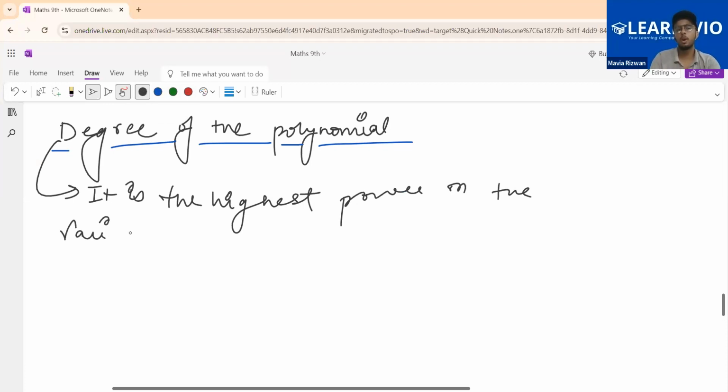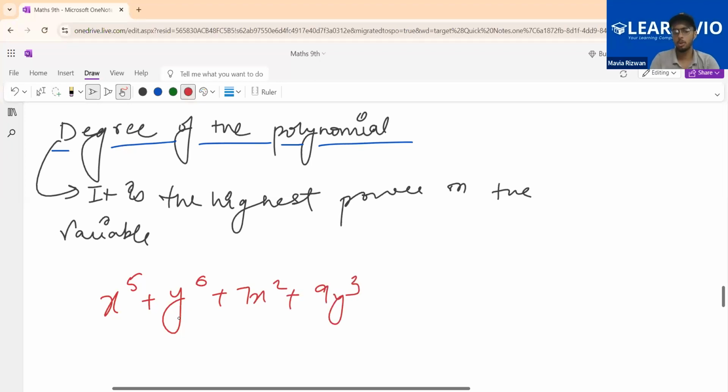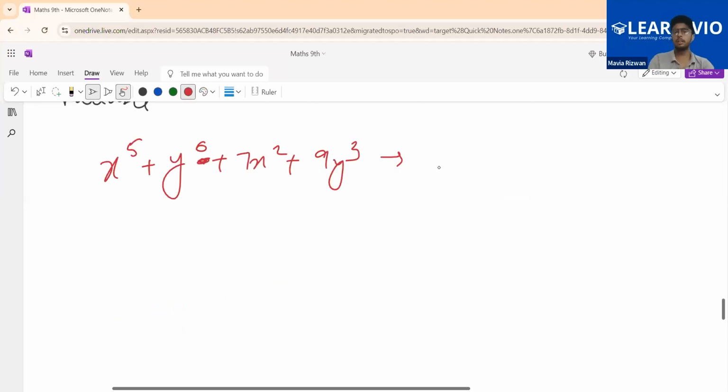On any variable, let's say. Now tell me, if I write a polynomial x raised to the power 5 plus y raised to the power 6 plus 7x square plus 9 by 2, what is the degree of this polynomial? 6. Why? Because this is the highest power on the variable, right? So I write d is equal to 6.